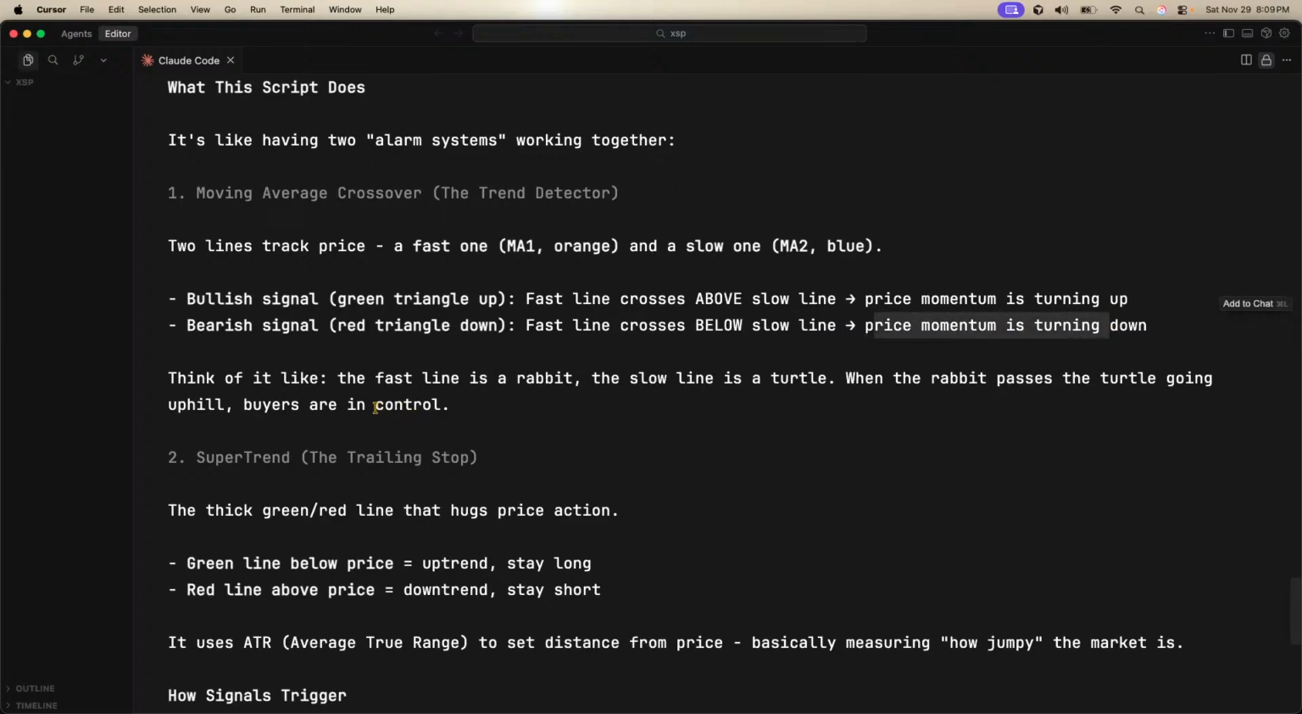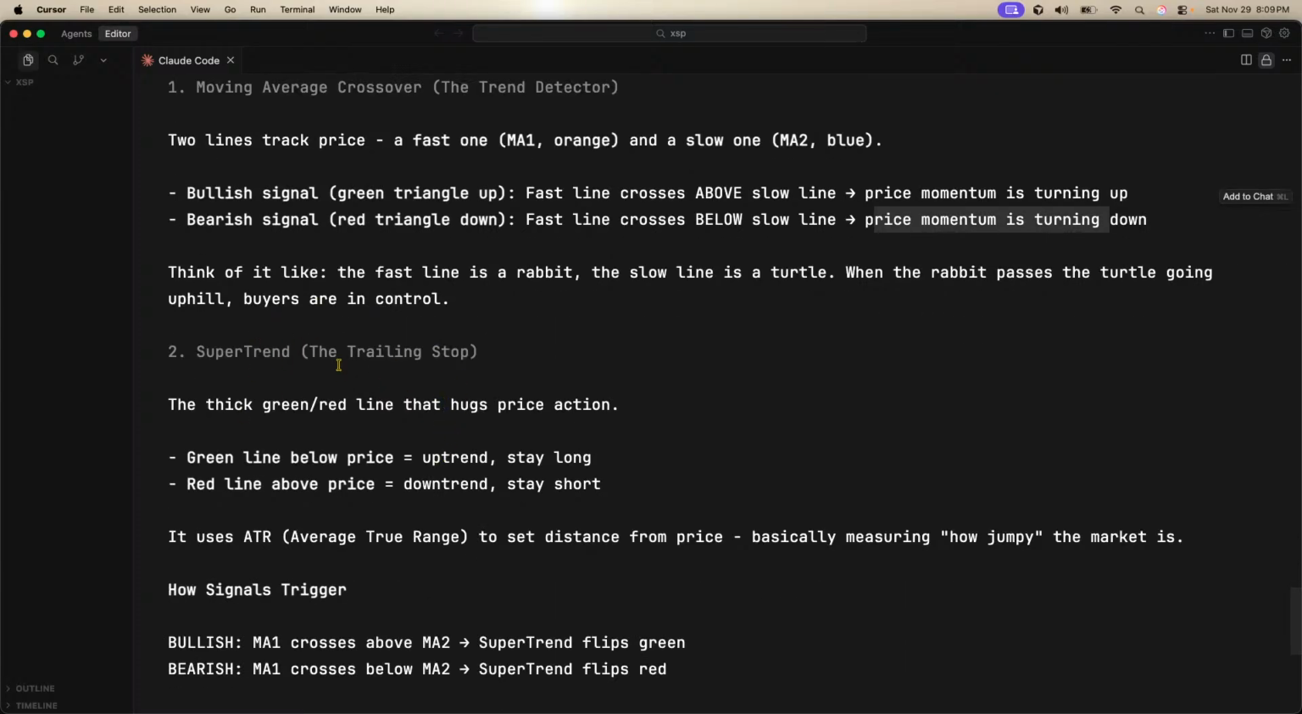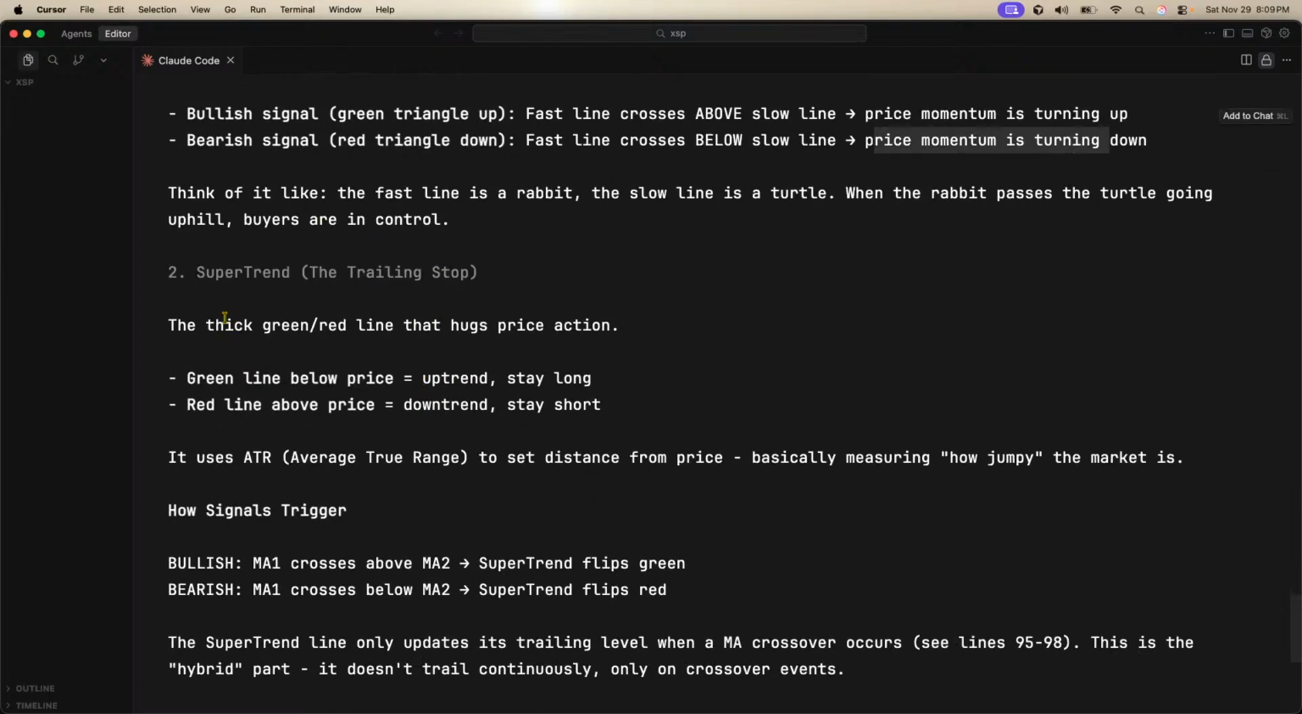So think of it like this, right? We have a fast line that is like a rabbit and a slow line that is a turtle. When the rabbit passes the turtle, going uphill, buyers are in control. So SuperTrend, the trailing stop. So this is a thick green-red line that hugs the price action. Oh, excuse me.